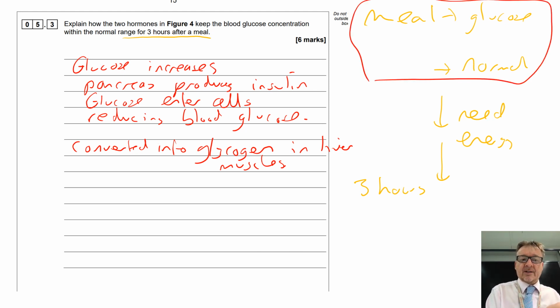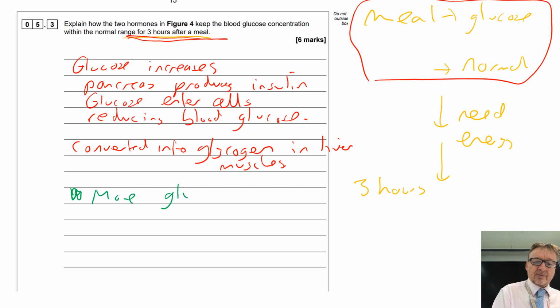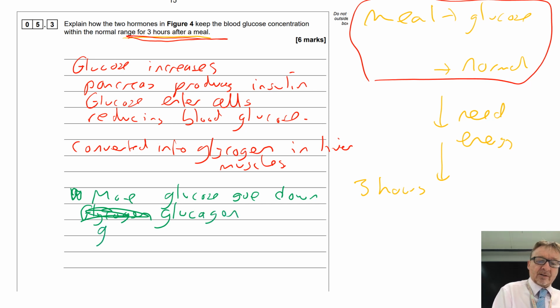Right, because what you've got to do is rate, say, after 3 hours. Because what they're trying to do is make you think that all you've got to do is say what insulin does. Now, the second point is you then need energy. So as you're functioning, as you walk around, as you move, your glucose goes down. And when your glucose goes down, then you've got to produce glucagon, which then converts glycogen into glucose.